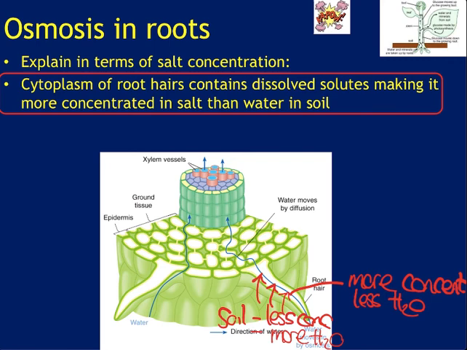So to explain it in words, the cytoplasm of your root hairs contains dissolved solutes, making it more concentrated. And if you need to put less water, in brackets for yourself, then the water in your soil, which is going to be less concentrated in salts. And for that reason, osmosis will happen.